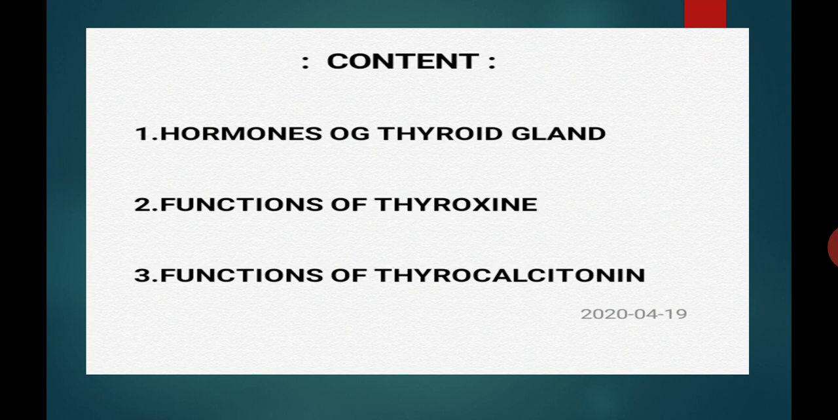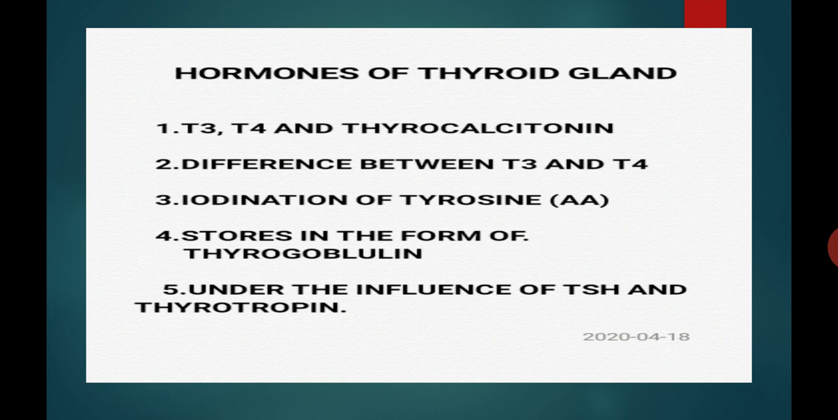Start with our content number 1, that is hormones of thyroid gland. Students, this question is very important. Hormones of thyroid gland. Point number 1, thyroid gland secretes total 3 hormones. The names of these hormones are T3, T4 and thyrocalcitonin. I repeat, thyroid gland secretes total 3 hormones and the names of these hormones are T3, T4 and thyrocalcitonin.